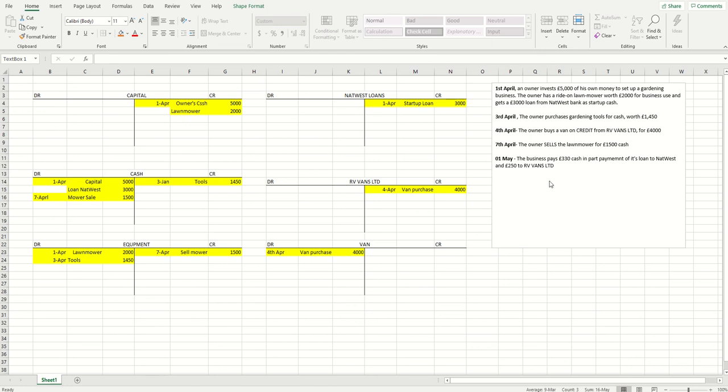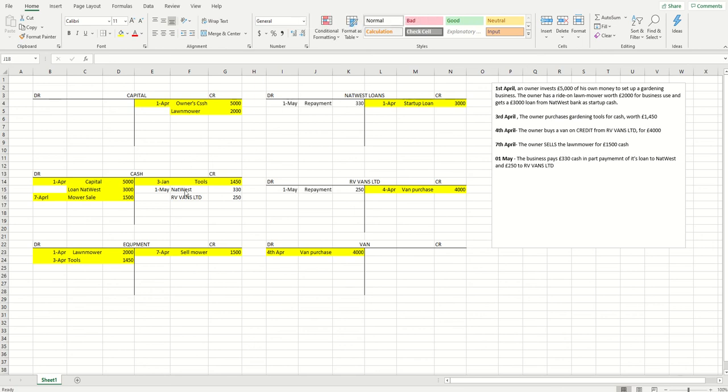So on the 1st of May, the business pays £330 cash in part payment of its loan to NatWest and a further £250 cash to RV Vans Limited, again as part of its repayment. Both of these transactions are recorded as credits in the cash ledger because cash is leaving the business. So these are recorded on the credit side of the cash ledger for the appropriate amounts.